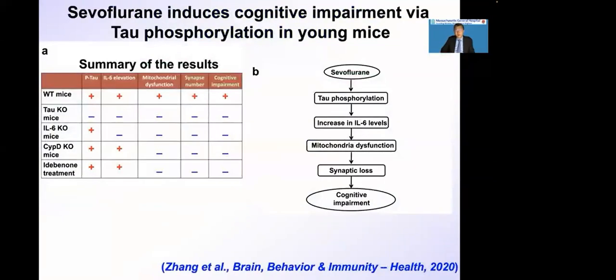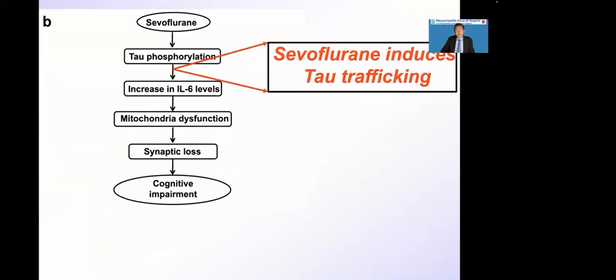We also found that sevoflurane can cause tau protein phosphorylation, causing an increase in IL-6 generation, leading to mitochondrial dysfunction, synaptic loss, and learning memory impairment. So the question is how tau protein phosphorylation can lead to generation of IL-6, and we hypothesize it is causing trafficking of tau, leading to this change.